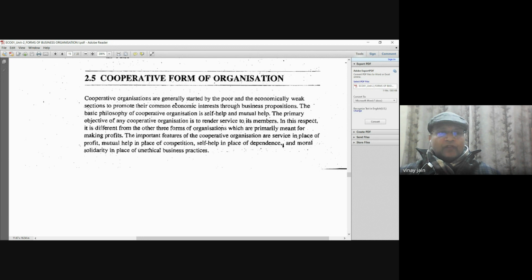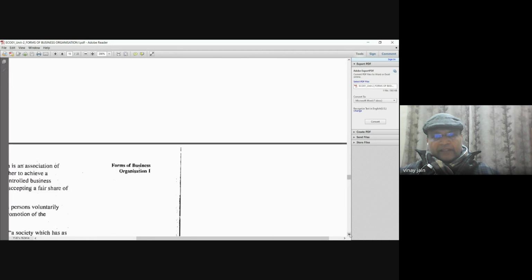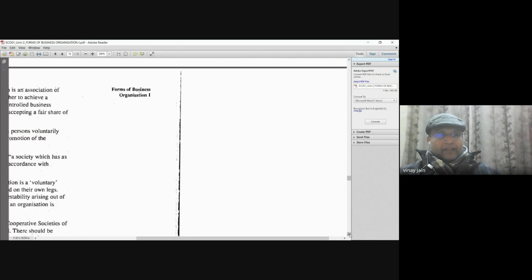So, guys, this is one of the main differences which separates the cooperative form of organization from the other forms of organization. It is not formed just to make profit. The important features of the cooperative organization are service in place of profit, mutual help in place of competition, self-help in place of dependency, and moral solidarity in place of unethical business practices. Let us move further with the same form of organization so that you can understand it well.